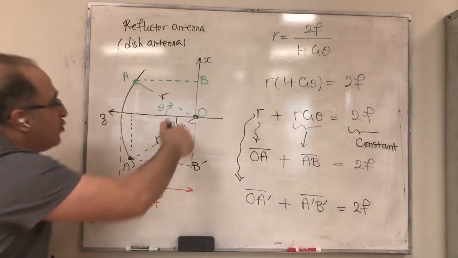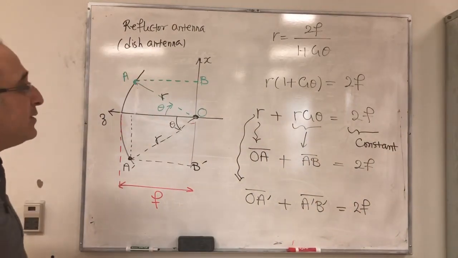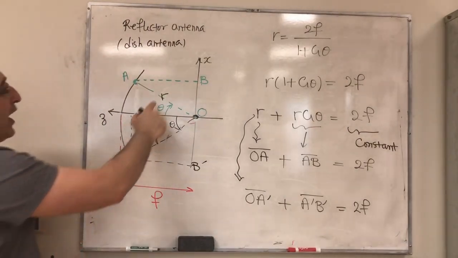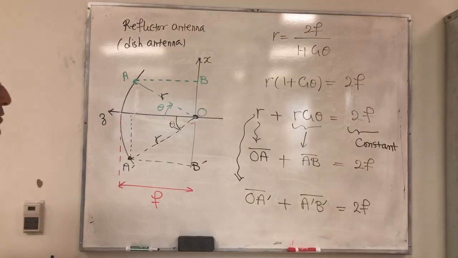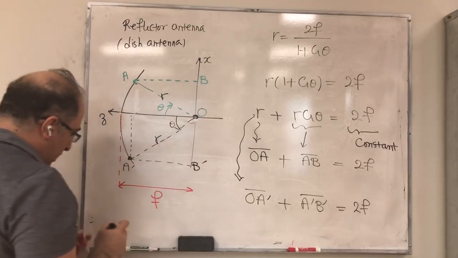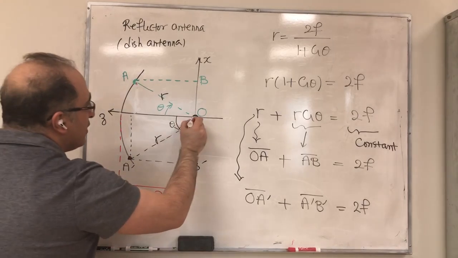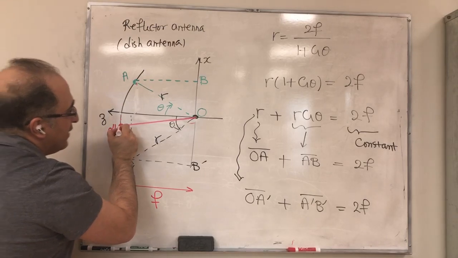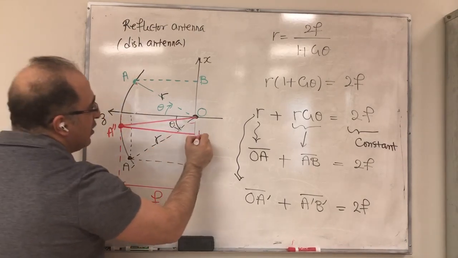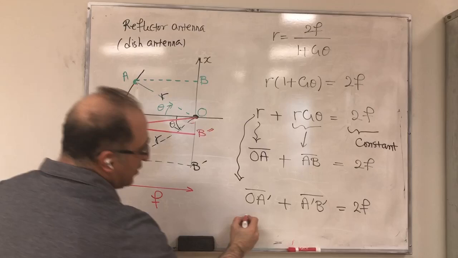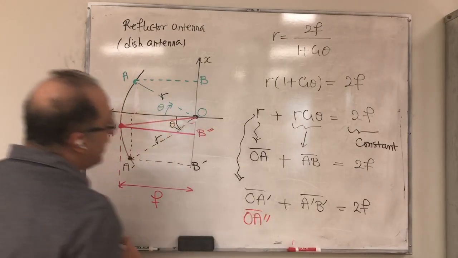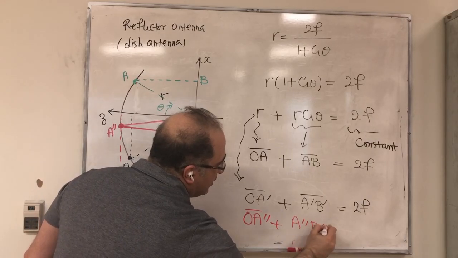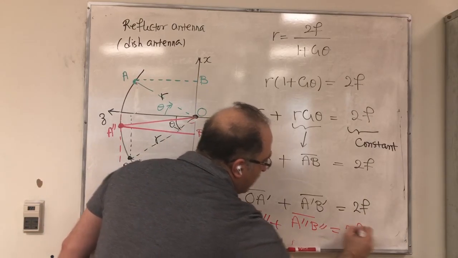So you see, if you go to any point on the paraboloid, and then you go back parallel to the z-axis, and then you add these path lengths, they're going to be the same thing. You can do it for another one, for example this one here. Let's call this A double prime, and then you go back like this, and we call it B double prime, and that's going to be the path OA double prime plus A double prime B double prime equals 2f.